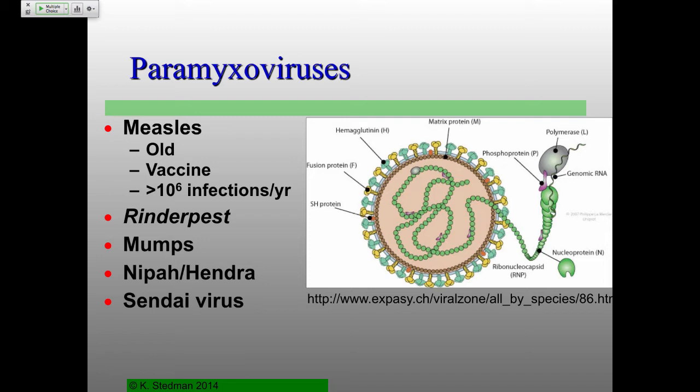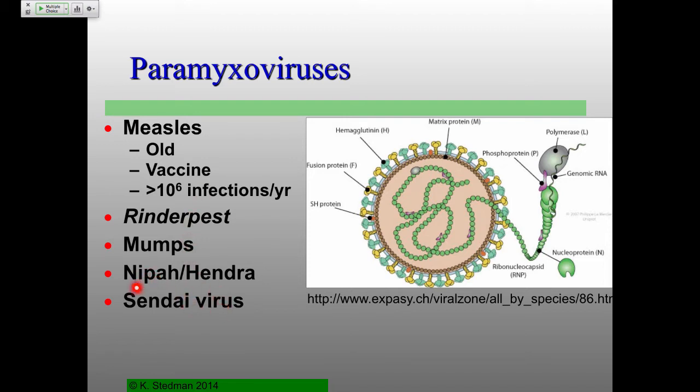Rinderpest is a closely related virus, which, how many of you speak German? Or know any German? Rind is cow, so it was basically known as the pest or the pestilence of cows. That's also been completely eliminated because of vaccination. It used to be a huge problem, particularly in the developing world. So it's the second one of the nasty viruses that we've actually finally been able to get rid of after smallpox. Mumps is another one of these.